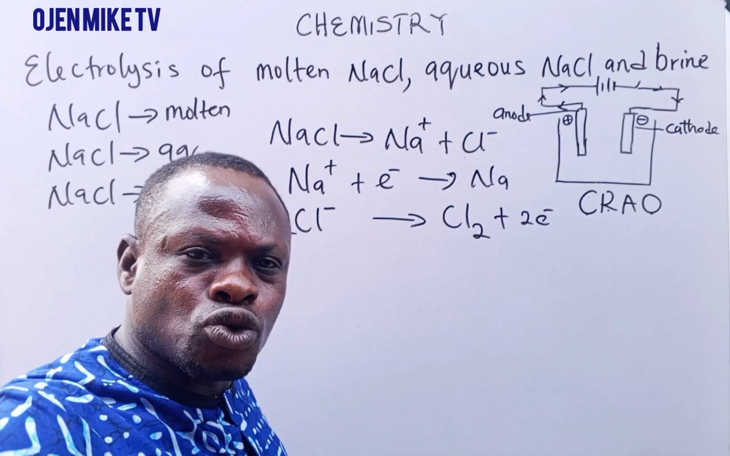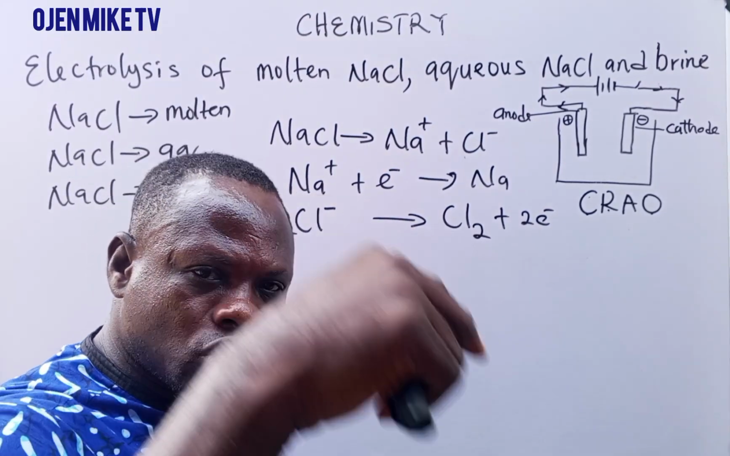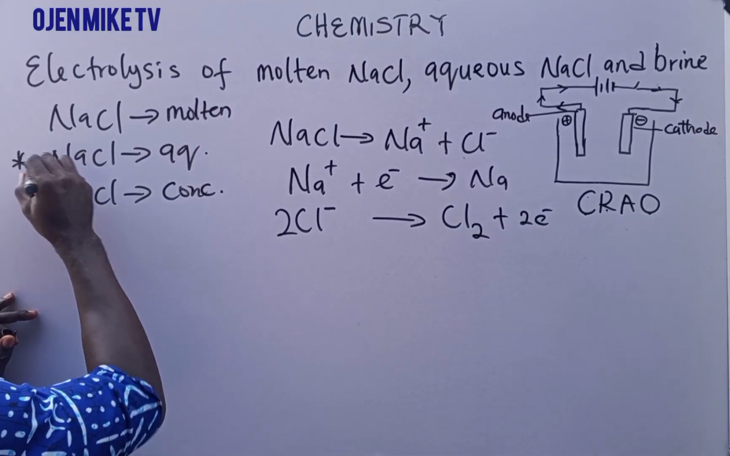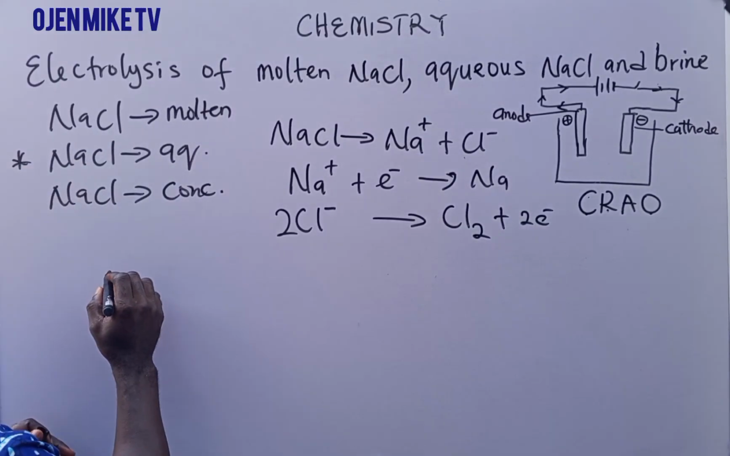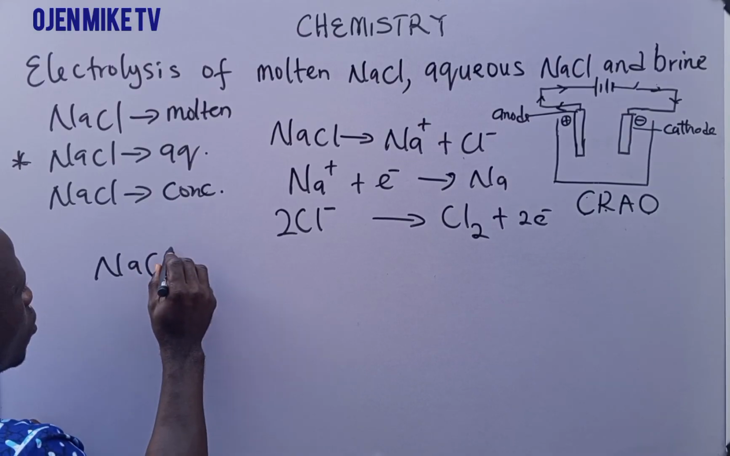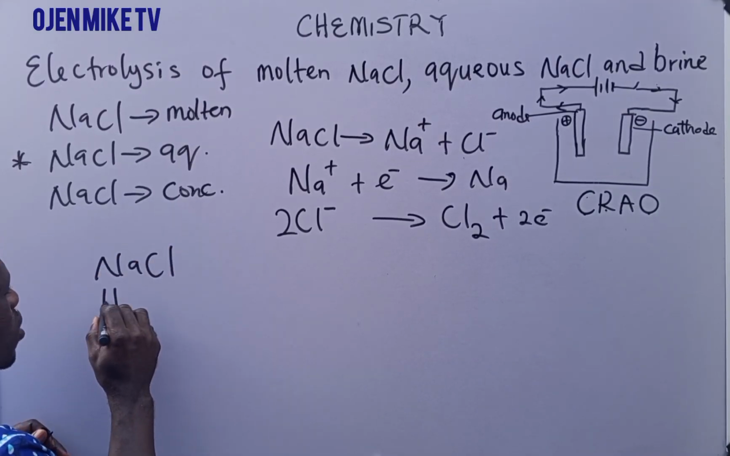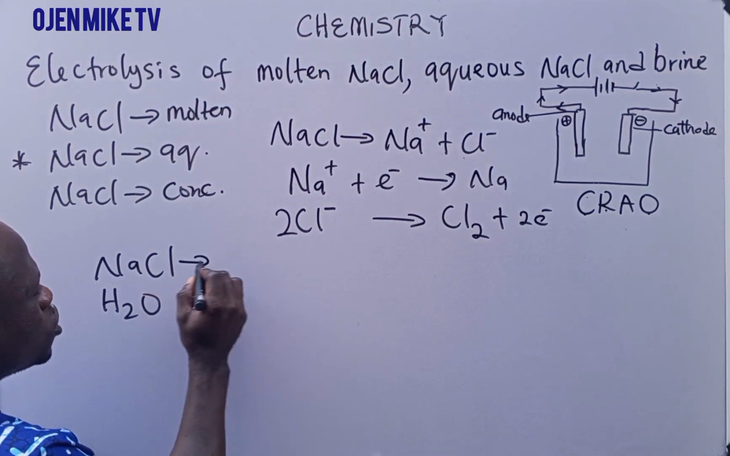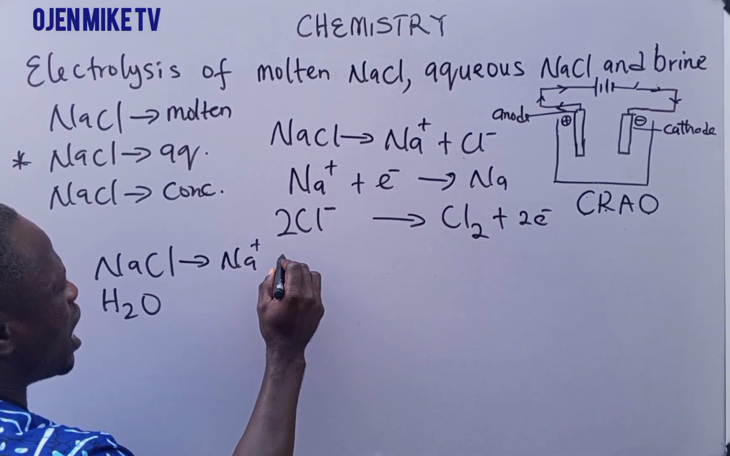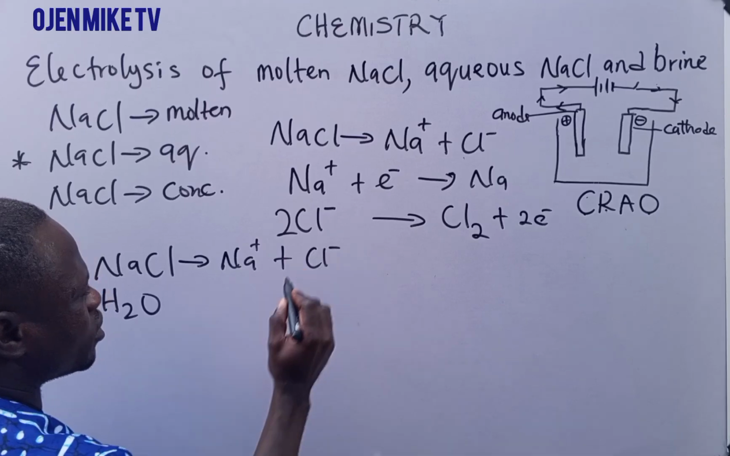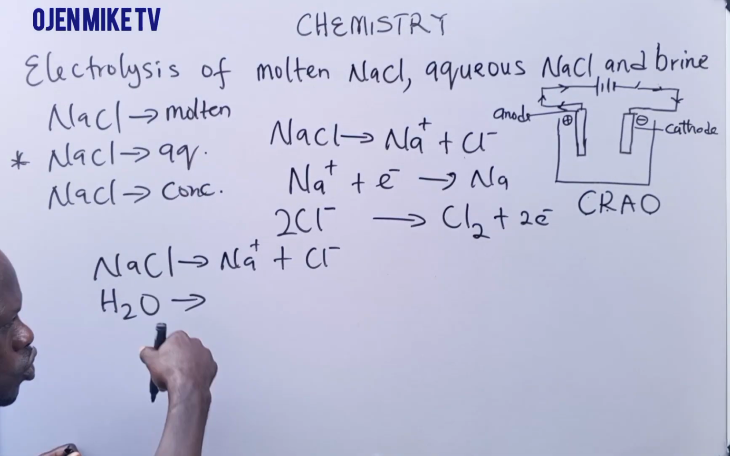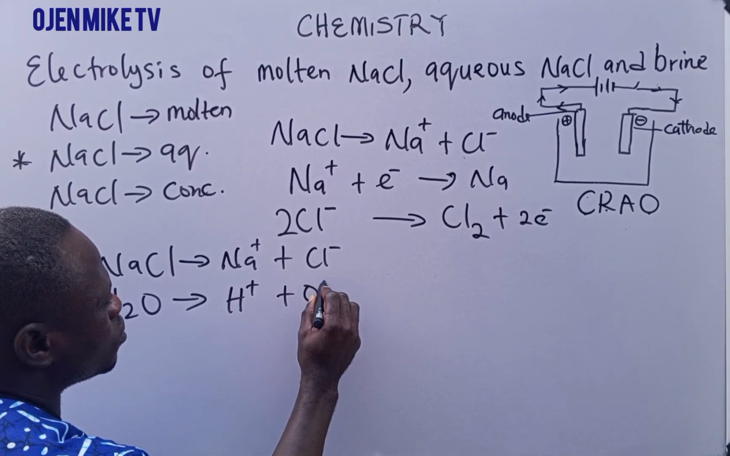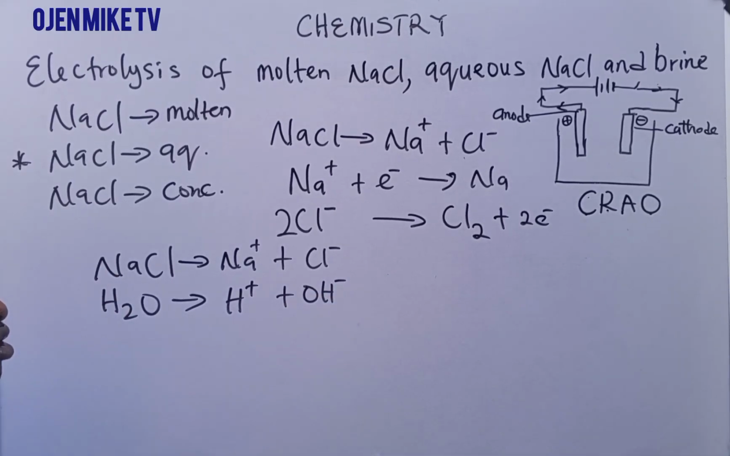Let's go to the electrolysis of aqueous. Aqueous means you dissolve sodium chloride in water. When it is dissolved in water, what happens to it? You have sodium chloride and water. Sodium chloride will dissociate to give you sodium ion plus chloride ion. Likewise, water will form hydrogen ion plus hydroxyl ion.